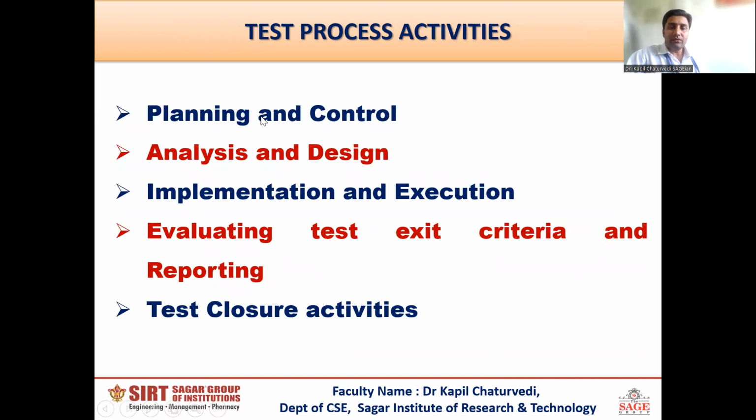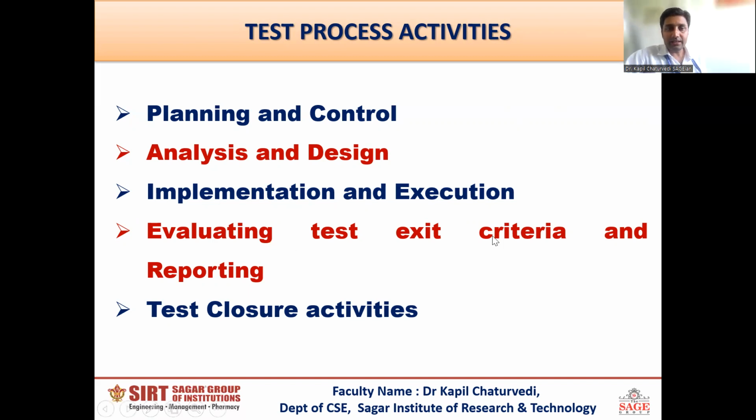Whenever you are going to apply testing activity, what kind of steps do you have to follow? First of all, you have to plan and control the test scenarios, then analysis and design, to know what the system actually is and what the actual functioning and procedure of the function is, so that you can apply the actual testing mechanism. Implementation and execution is the phase where you actually apply the testing mechanism, whether manual testing or automated testing.